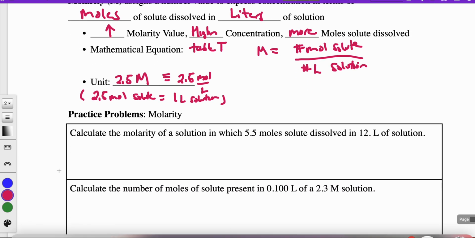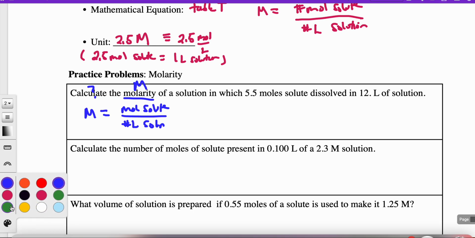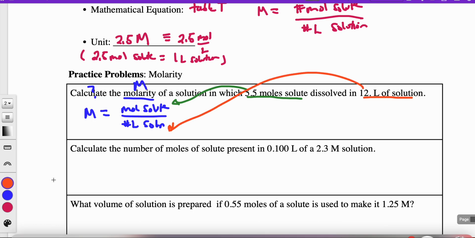So I'm going to look at a couple of practice questions. First off, it simply says calculate the molarity. So capital M is our unknown. We need moles of our solute divided by the number of liters of solution. When we read through this, it says 5.5 moles of the solute in 12 liters of the solution. So this is a really straightforward question. We're given all the information.